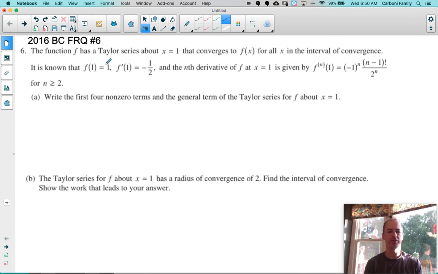Okay, the Taylor series question from the 2016 BC exam. We have a function f that has a Taylor series centered at 1 and converges on the interval of convergence. They give you values of f and f prime of 1, and then after the first derivative, you find subsequent derivatives with this formula. They ask for the first 4 non-zero terms of the Taylor series, which we will get by using the formula: the nth derivative at 1 over n factorial times x minus 1 to the n.